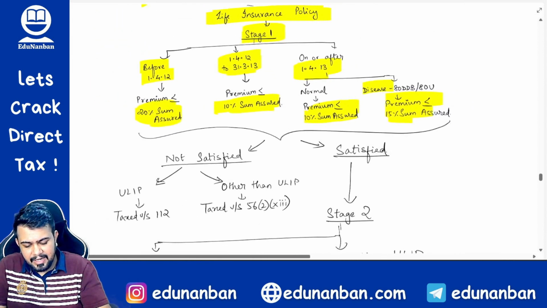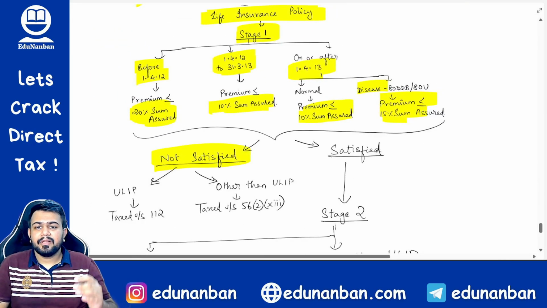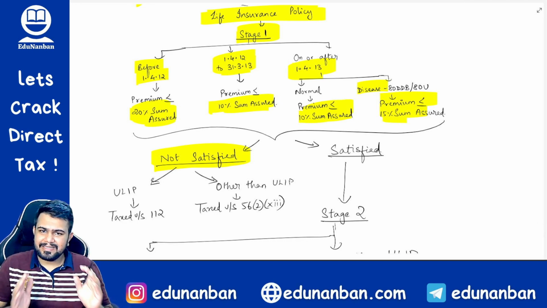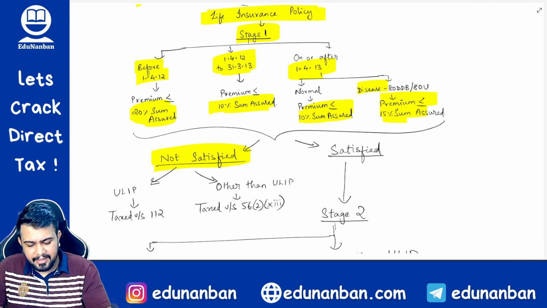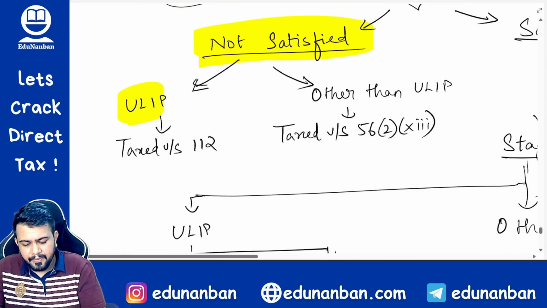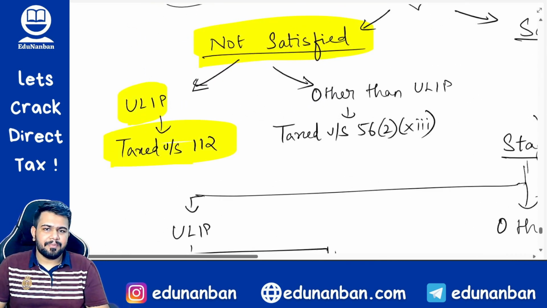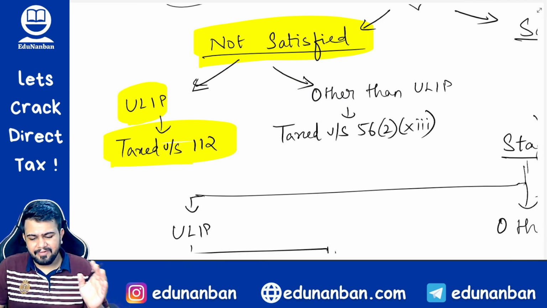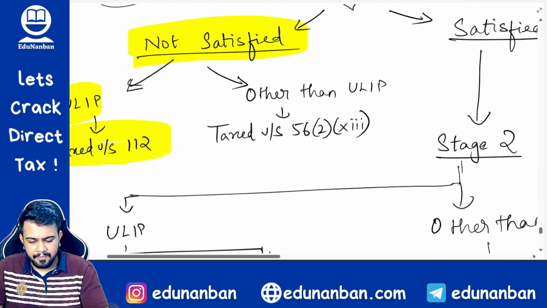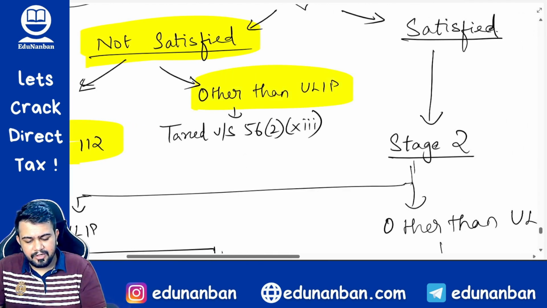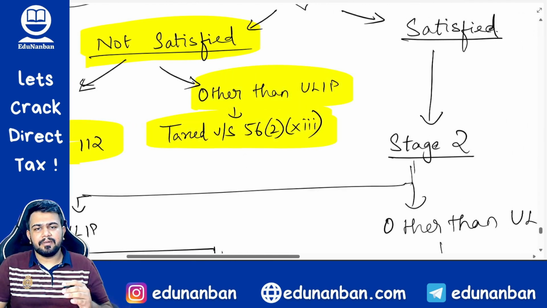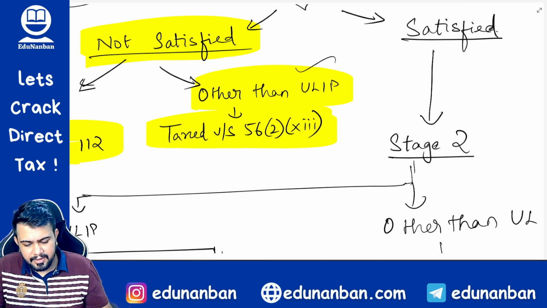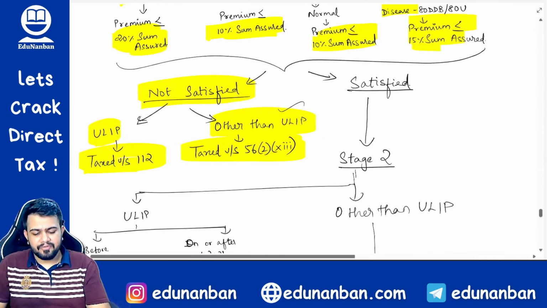If the conditions are not satisfied, if the policy premium is more than the limit, then what will happen? Then the life insurance policy is taxable. Correct? It is not exempt under 10(10D). If it is a ULIP, then it will be taxable under capital gain chapter, section 112. However, it is not covered in your syllabus, it is covered in CA final syllabus. So need not worry about that. If it is other than ULIP, then it will be taxed under section 56(2)(13). We had just discussed this example a few minutes back, correct? Other than ULIP, it will be taxable under 56(2)(13).